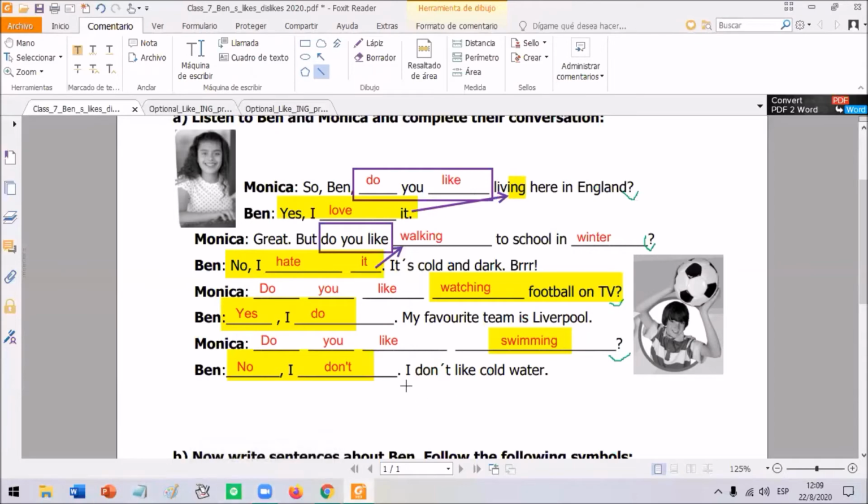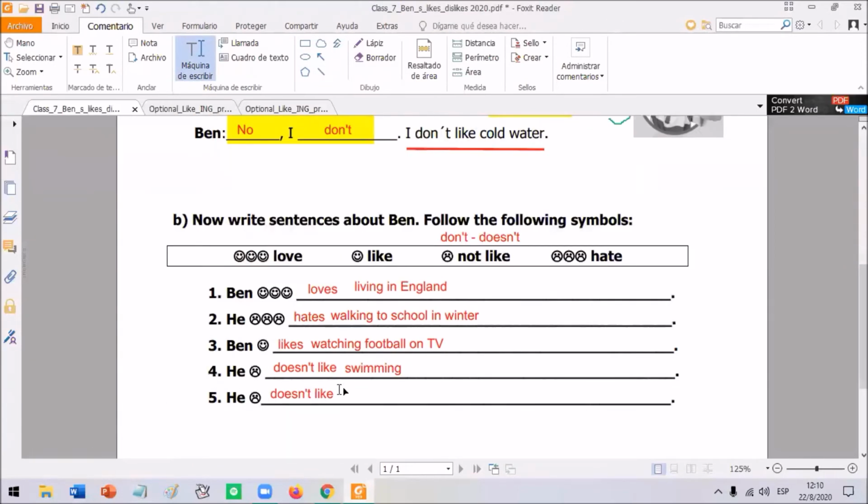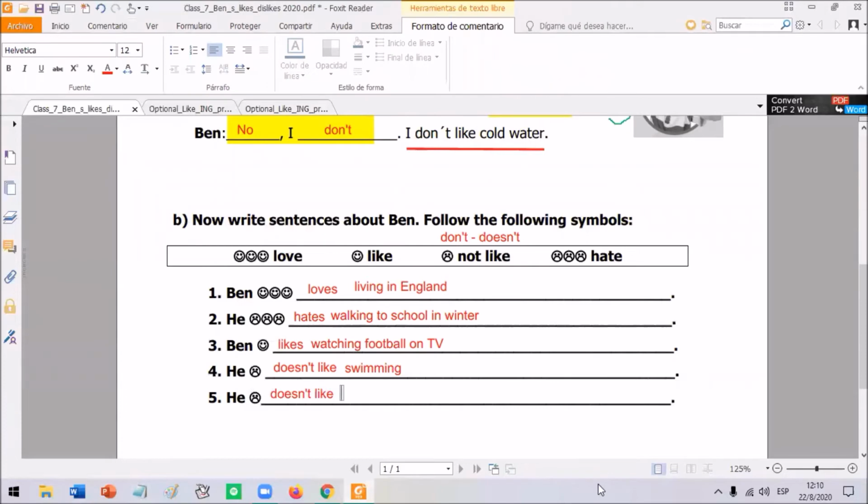Okay, yes, very good. Here, I don't like cold water. Very good. So let's write that. It's not an activity, but still. He doesn't like cold water. No le gusta el agua fría. No es una acción, por eso no hay ing. Okay? Como cuando digo me gusta la pizza, no me gusta la aceituna, etc. Okay? So, he doesn't like cold water. Excellent. Now, let's check the next activity of today's class.